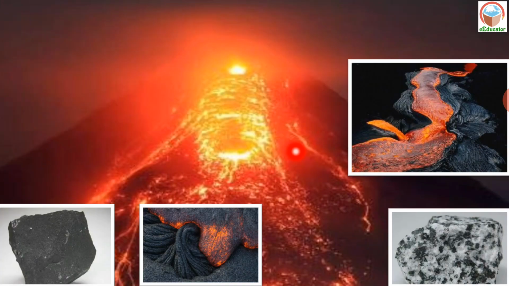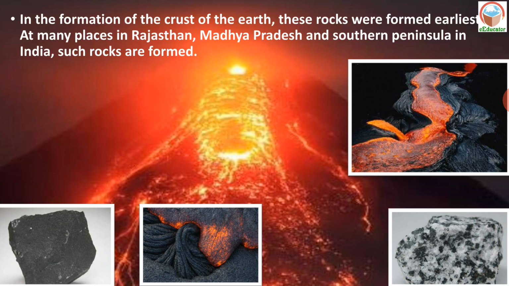You can see here the volcanic eruption when it cools down that way. So it transforms into different types of rock. In the formation of the crust of the Earth, these rocks were formed earliest. So when the Earth crust was formed, these igneous types of rocks formed earliest, means ये सबसे पहले form हुए वैसे rock हैं. सबसे पहले जो formation जो rock का हुआ, कौन से type का rock था? Igneous rock.